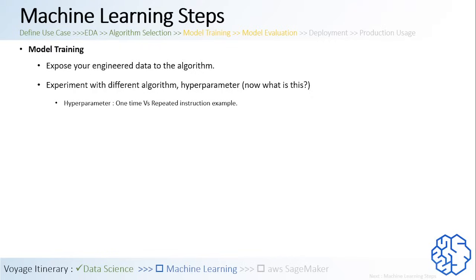The child has a brain, right? It can think. Now hyperparameter is where you decide how many times you are going to feed that brain, feed that algorithm, with the instruction. I can tell only once, don't sit on the edge of the sofa, you will fall, or I can give repeated instruction. There are pros and cons of both approaches.